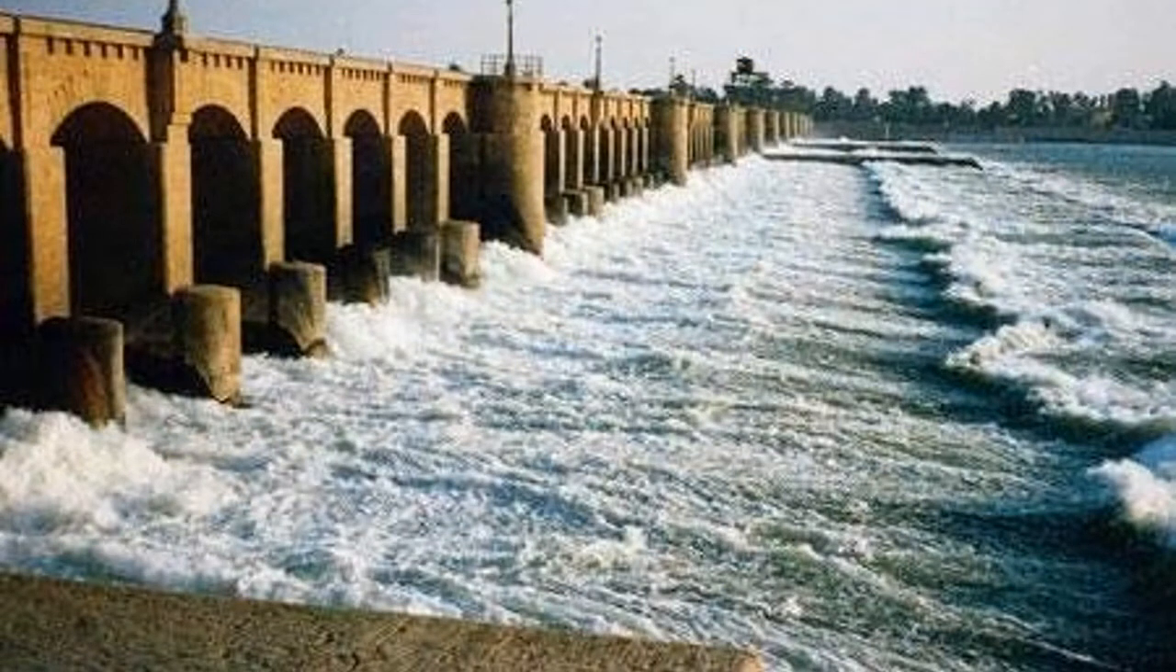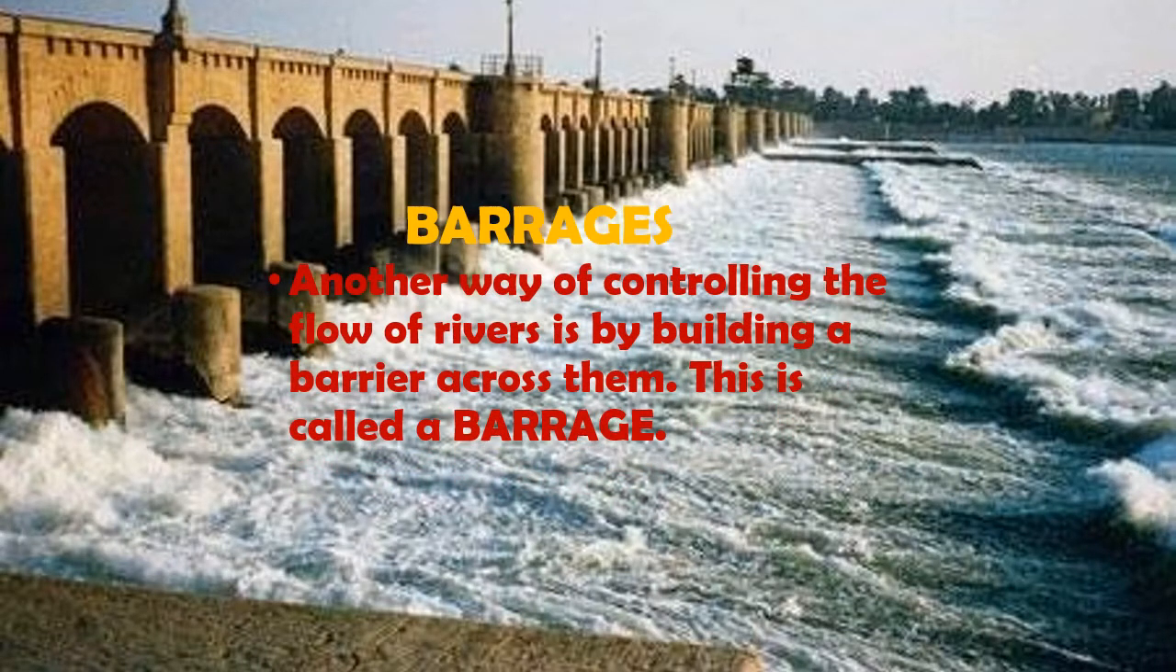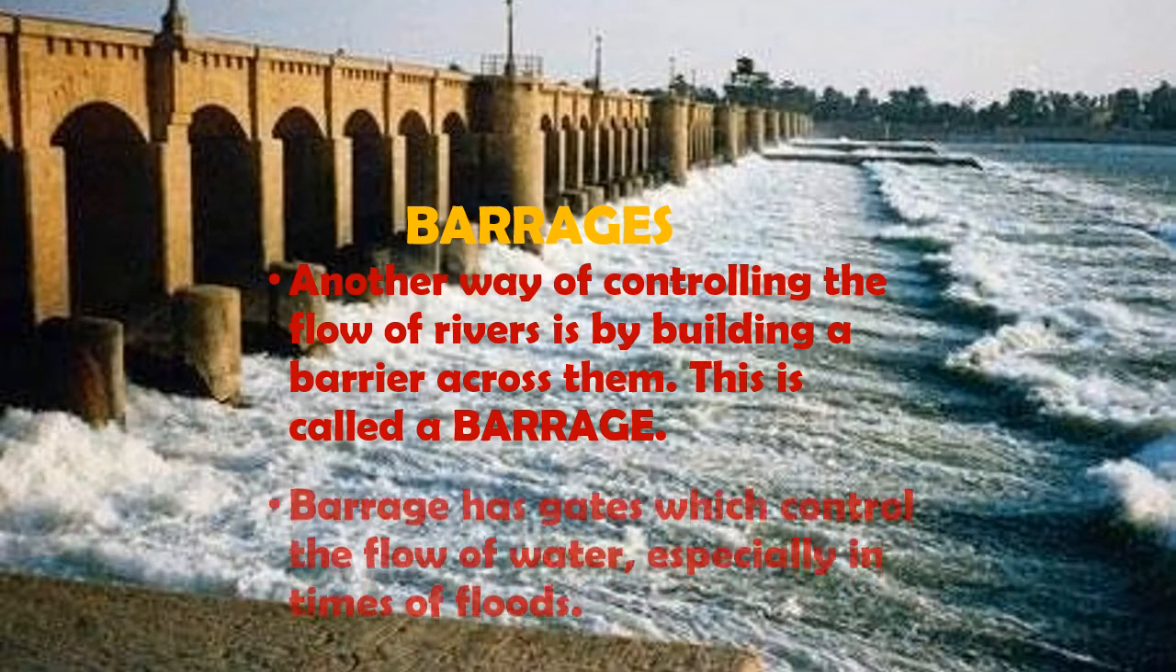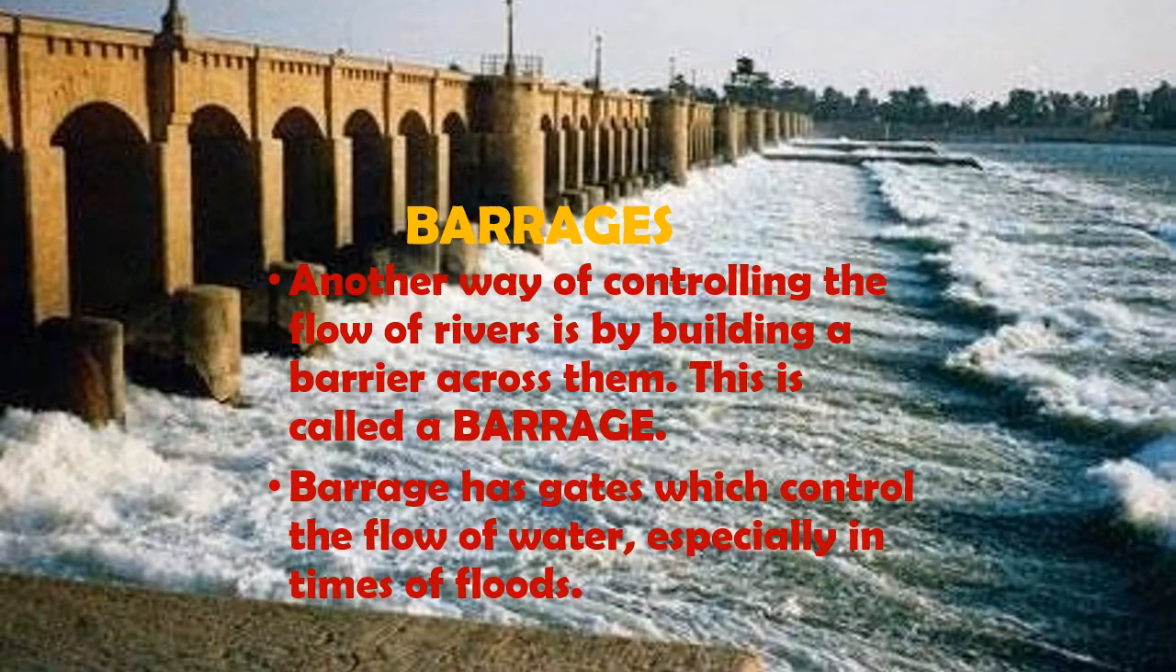What are barrages? Another way of controlling the flow of river is by building a barrier across them. This is called a barrage. A barrage has gates which control the flow of water, especially in the times of flood.